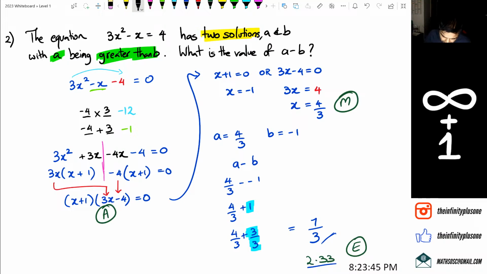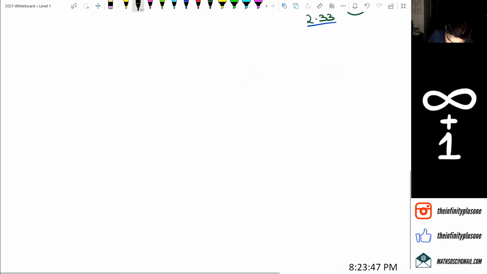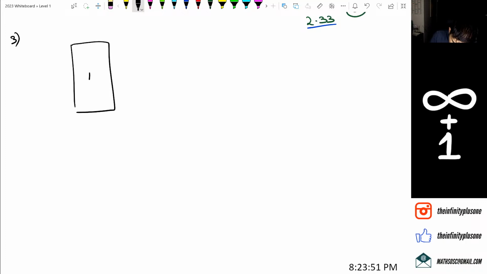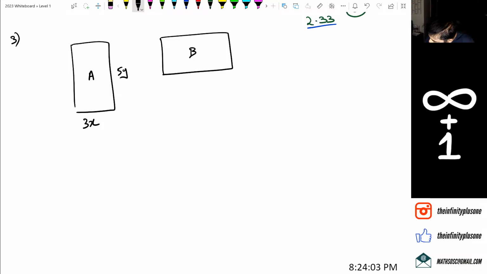All right, so next question. This is going to be an excellence question, by the way. We have rectangle A, rectangle B, we've got 3x, 5y, we have 2y, and 4x.